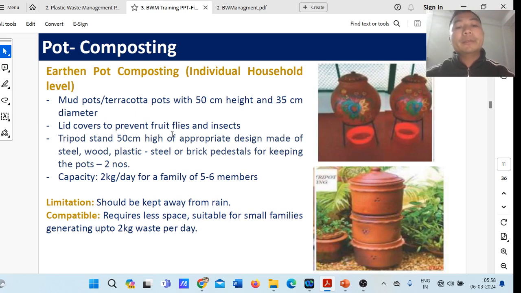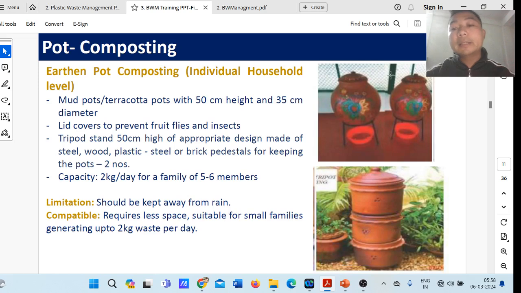Put a cover to prevent fruit flies. We have to cover it so that insects and flies do not attack it. You need to keep a tripod stand about 50 high, an approximate design made of steel, wood, or plastic. The capacity of this type of composting is a maximum of 2 to 3 kg per day for a family of 5 to 6 members. So if you have a family of 5 to 6 or less, you can even start this type.